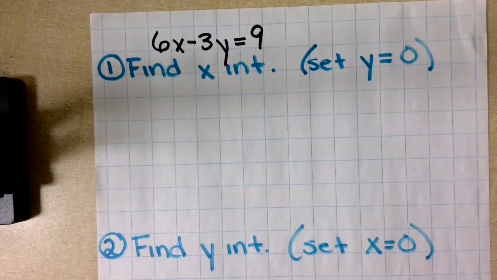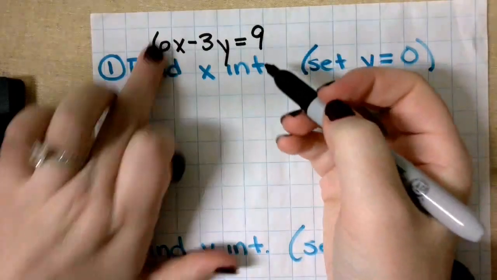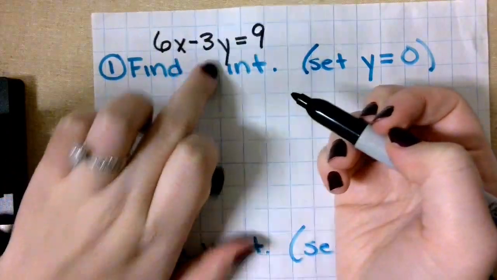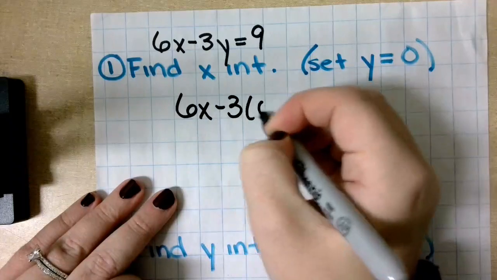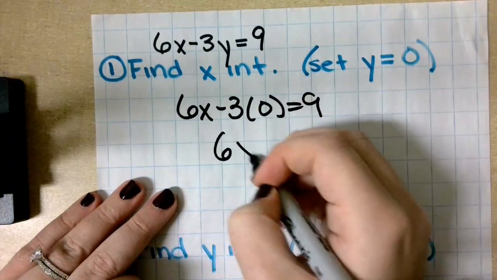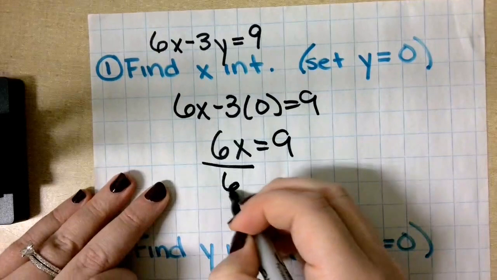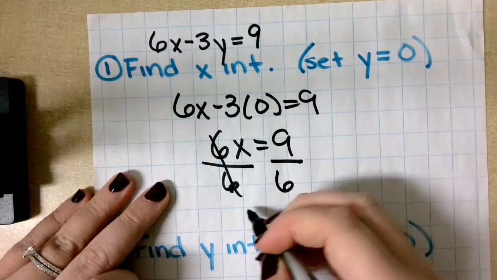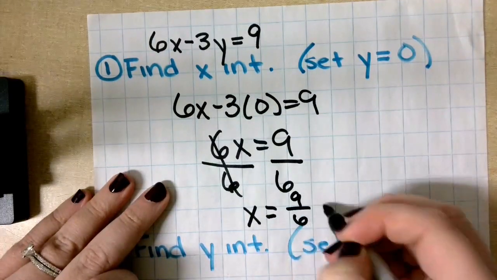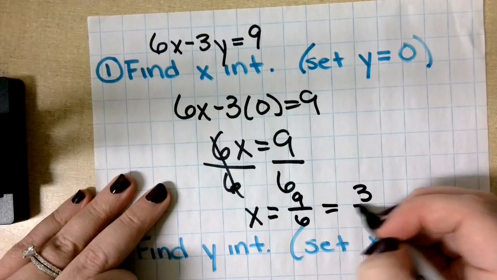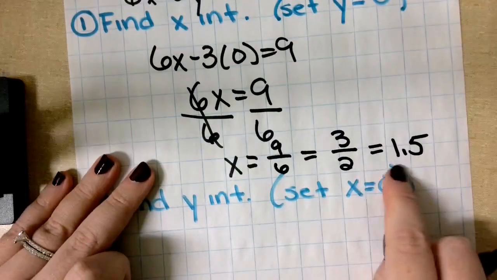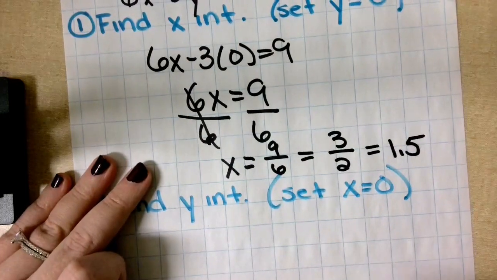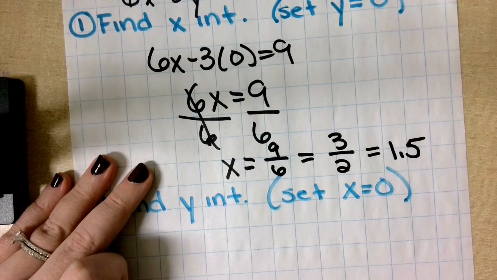Sometimes graphing in standard form isn't the best option because if you look at our example here, 6x minus 3y equals 9, and we wanted to find the x-intercept, 6x equals 9, divide both sides by 6, x equals 9 over 6, which simplifies to 3 over 2, which is about 1.5. 1.5 is easy to graph, but there's other points that aren't going to be as easy to graph when you are solving in standard form.